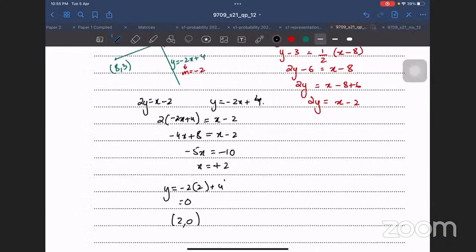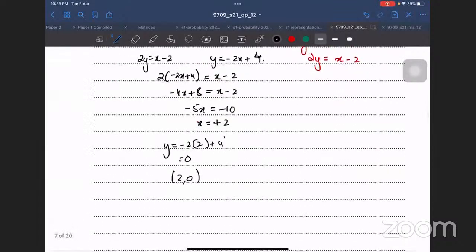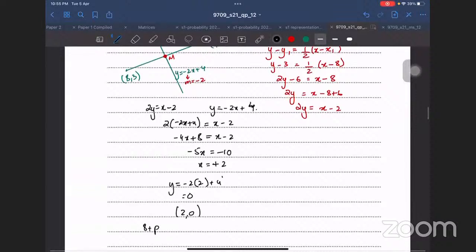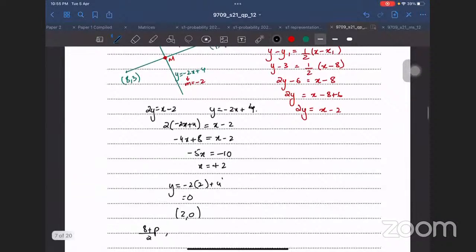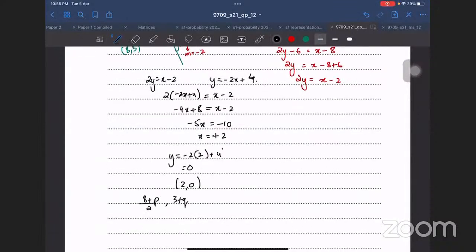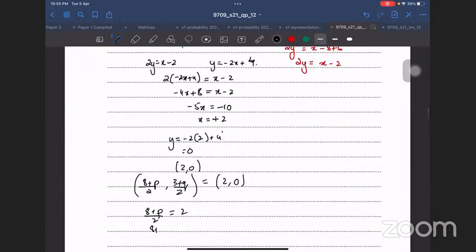Okay, I have the right midpoint. So I have the midpoint 2 comma 0. So what I can then do is say that the midpoint of (8 plus p) divided by 2 and (3 plus q) divided by 2 should equal 2 comma 0. So 8 plus p over 2 should equal 2. So 8 plus p should equal 4. P should equal minus 4.